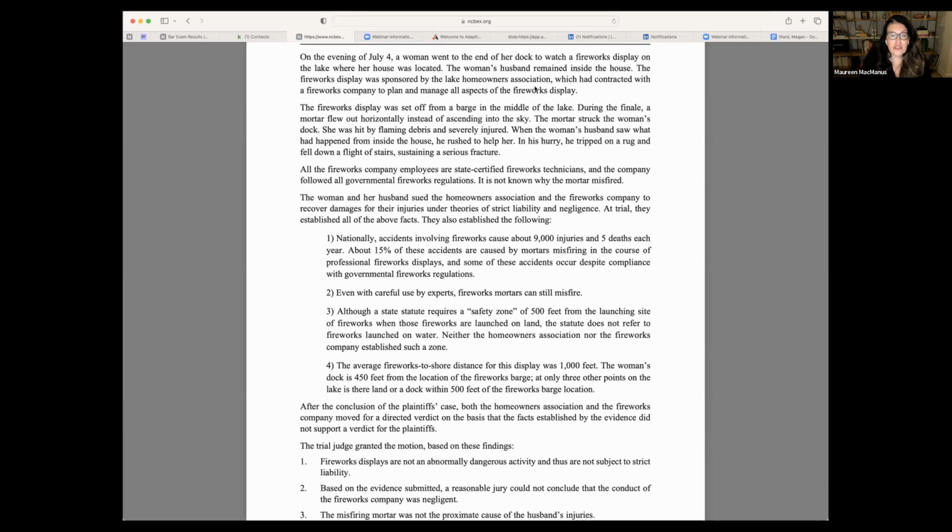The woman and her husband sued the Homeowners Association and the fireworks company to recover damages for their injuries under theories of strict liability and negligence. At trial, they established all of the above facts. They also established the following.